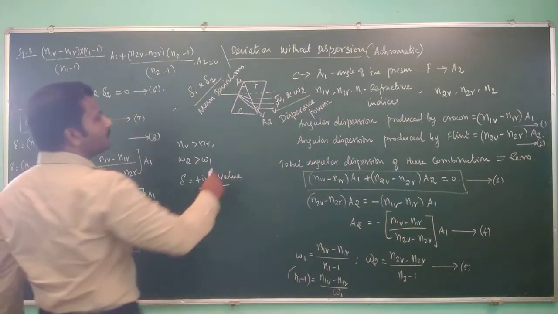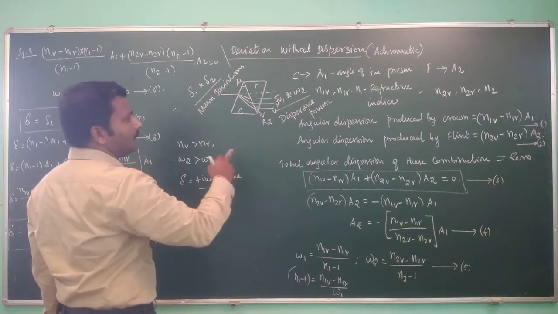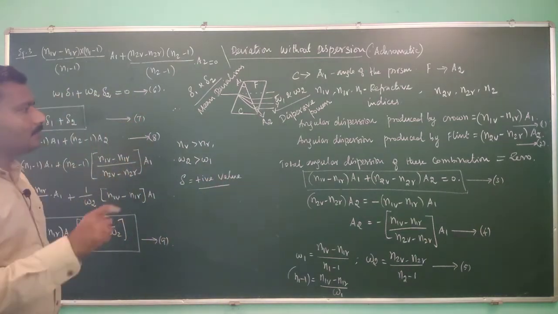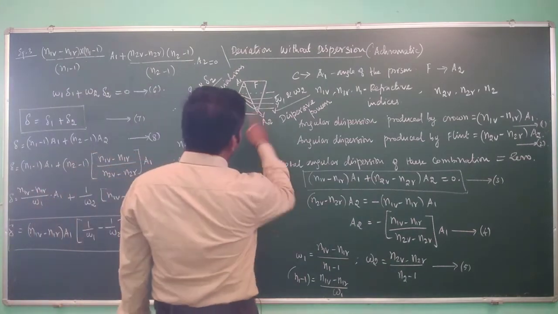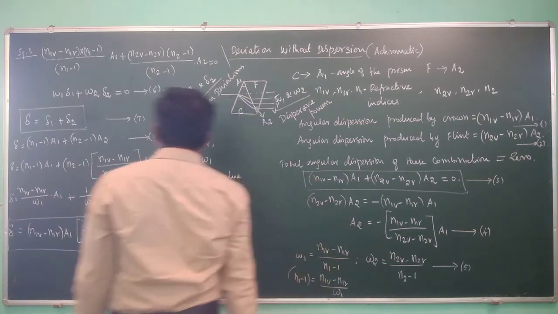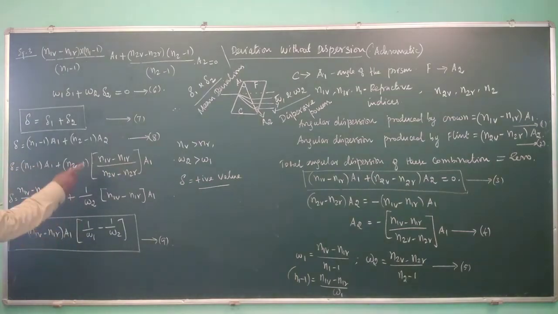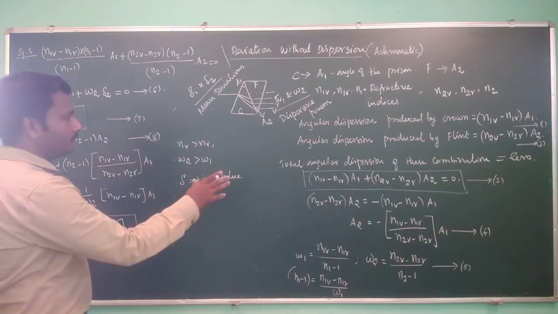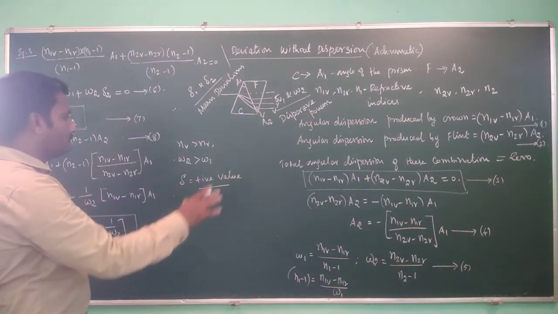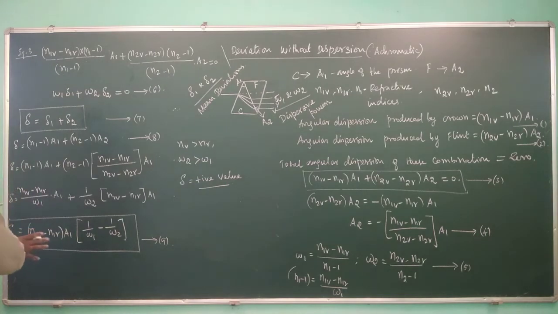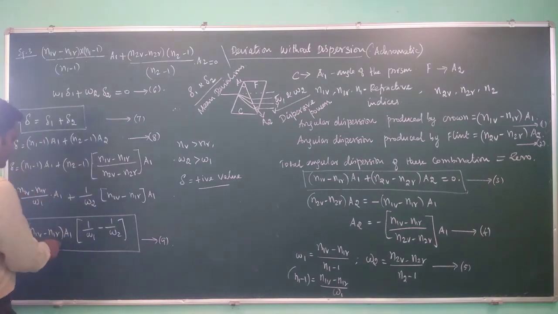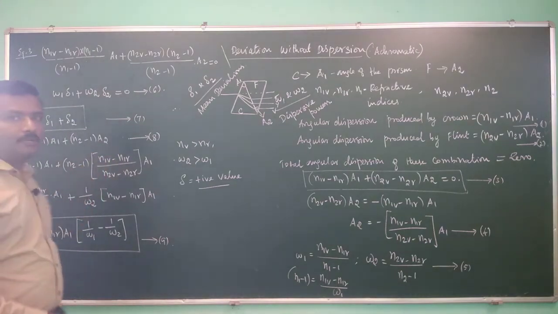Now we have written the angular dispersion produced by the crown and the angular dispersion produced by the flint. The sum is equal to 0. So the total angular dispersion of this combination is equal to 0, and we have done some mathematical calculations, and from those calculations we end up with the equation for delta. So delta is equal to this expression. This is the angle of deviation that you can estimate if you know the refractive indices of violet, red, the angle of the first prism, and the dispersive powers of the first and second prisms.